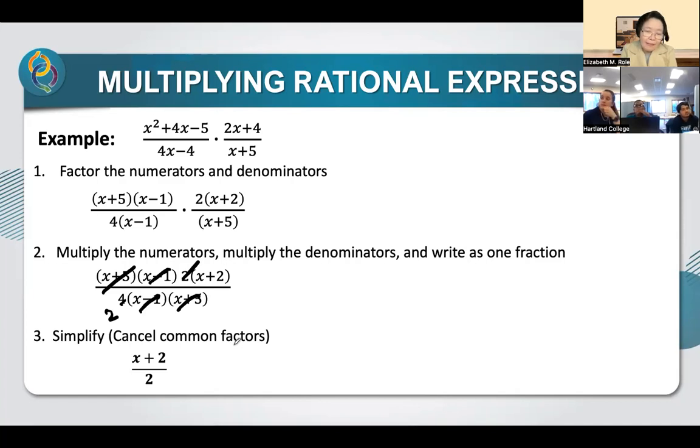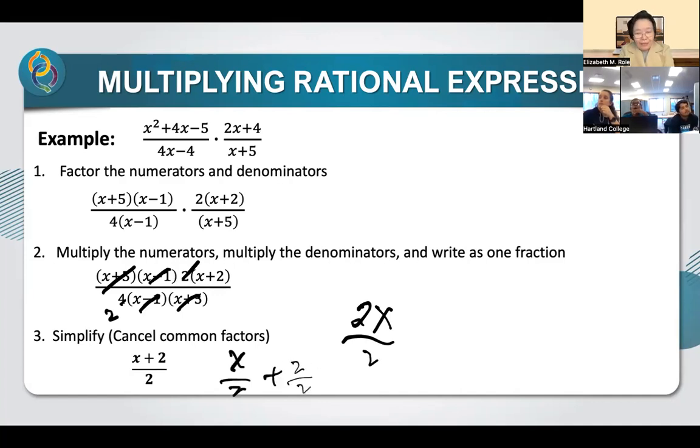This means that you can only cancel if you have 2x over 2. But this one is x plus 2 over 2. In other words, the 2 is the denominator. We just want a simple x plus 2 over 2, which means x over 2 plus 2 over 2. So you actually are supposed to have x over 2 plus 1.